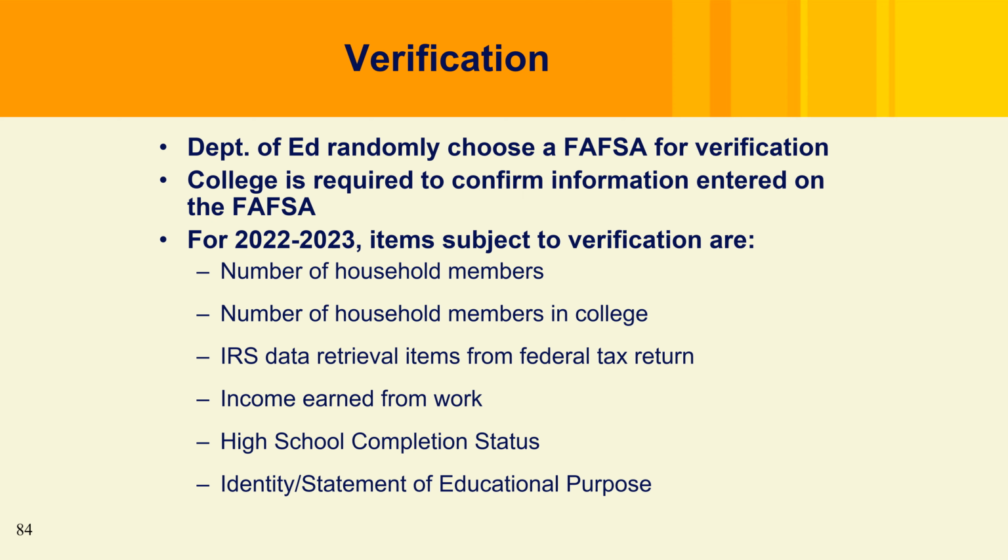What can be verified through this process? The number of household members in college, any data retrieval items that you did not use the data retrieval tool for. So if you use the data retrieval tool to enter your tax information, you should never be asked for copies of your taxes. Also any income earned from work, your high school completion status, or an identity statement of educational purposes. These are the items you can be chosen to verify. Most of them you verify just by filling out a form that the college will send you. Pretty easy process, nothing is overly intense through this.